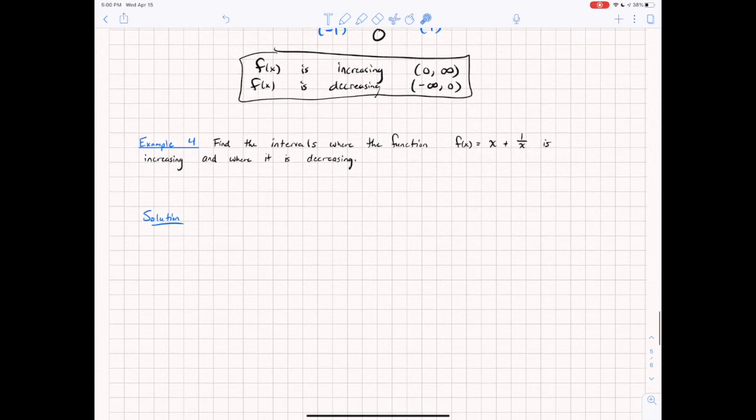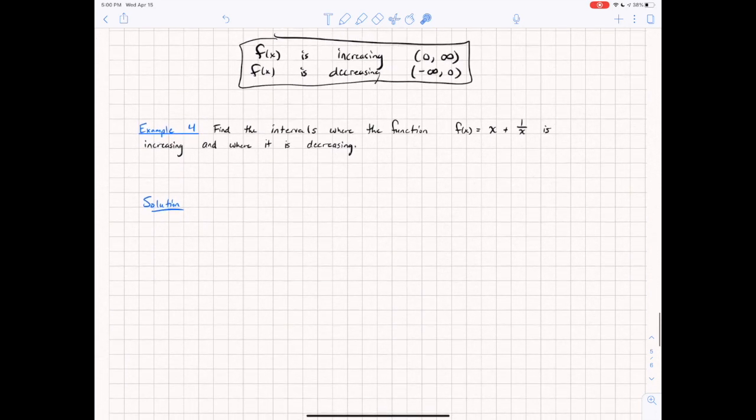All right, so find the intervals where the function f of x is equal to x plus 1 over x is increasing and where it is decreasing. Now, before I take the derivative, anytime I have, personally, something that looks like this, 1 over x, I want to rewrite it into a power rule. So this would be x plus x to the -1. In other words, I want to take x and flip it to the numerator by negating its power. At this point, this is just two power rules. And so I'm going to go through and find the derivative.